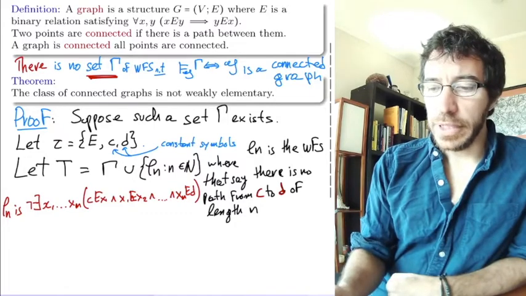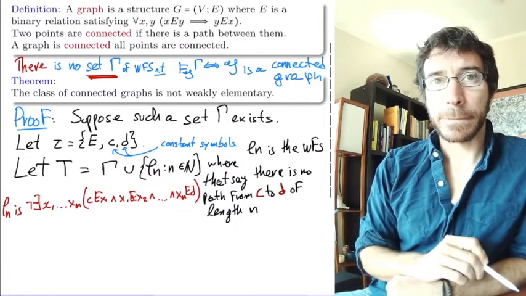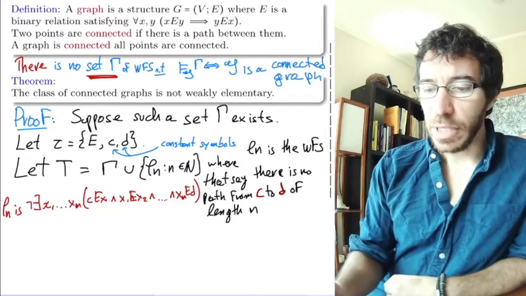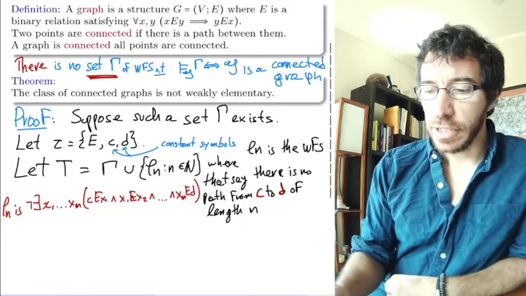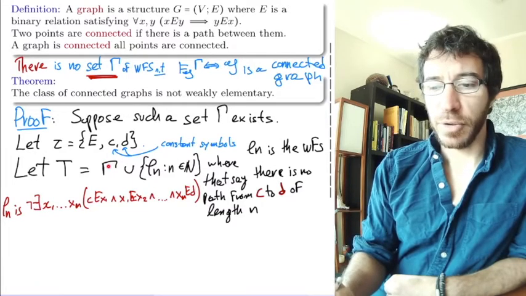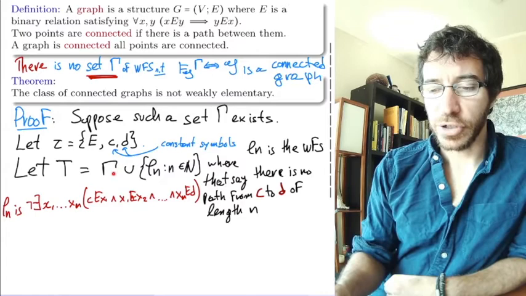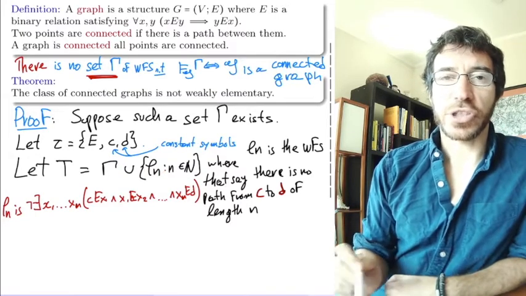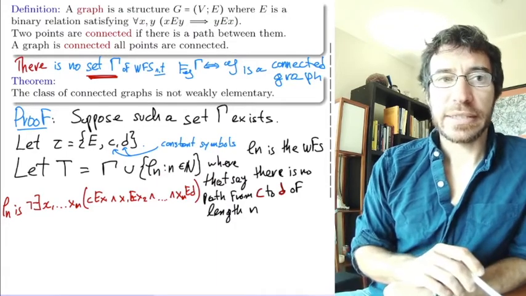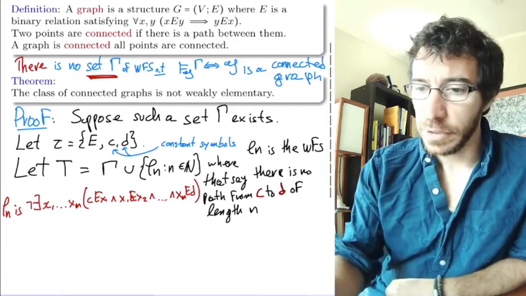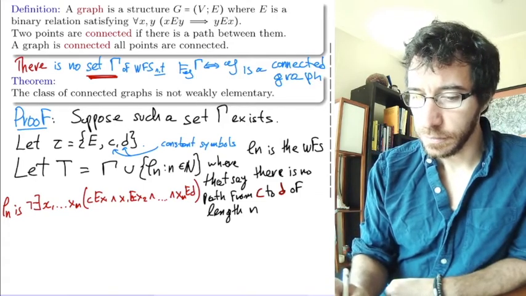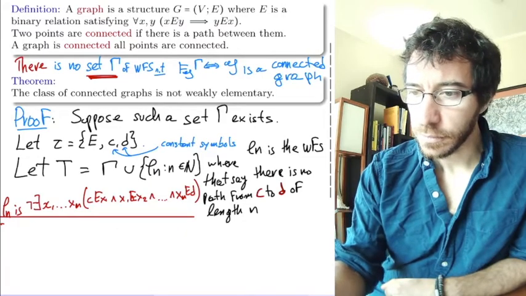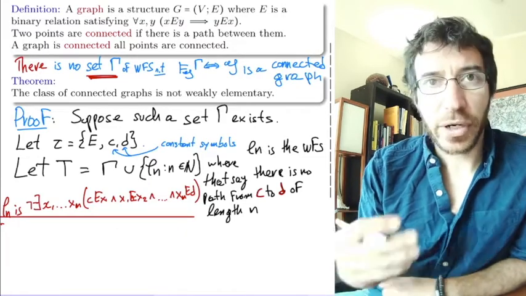So what we need to show is that, if gamma was actually an axiomatization for the connected graphs, this should not be satisfied, right? We should not be able to get a graph that is connected, but at the same time there is no path between C and D. So the contradiction is going to come because we're going to show that actually T is satisfiable. So how do we show that it's satisfiable? We're going to use compactness.